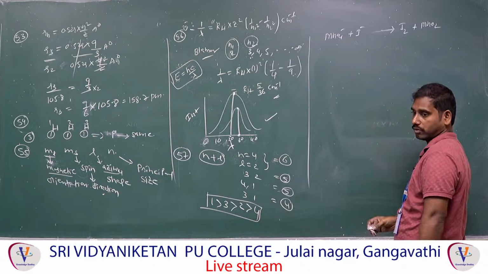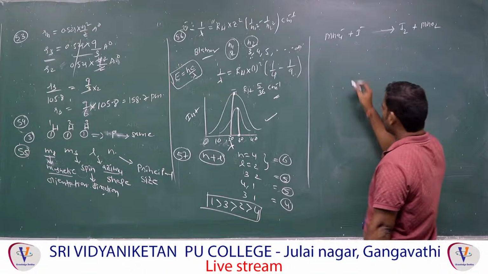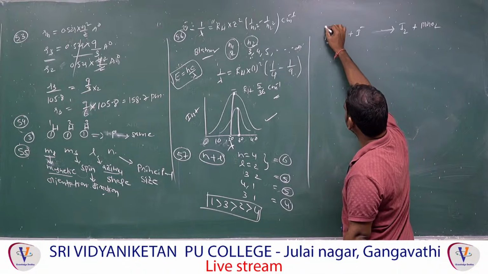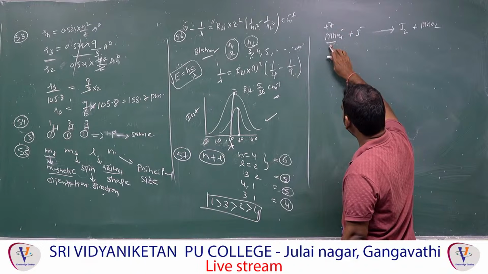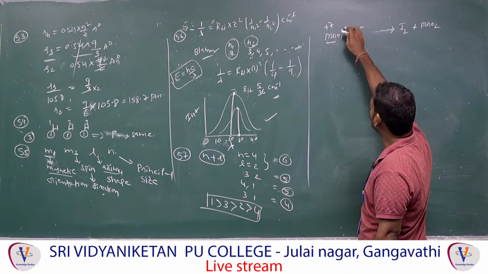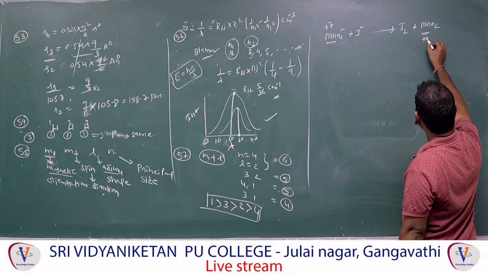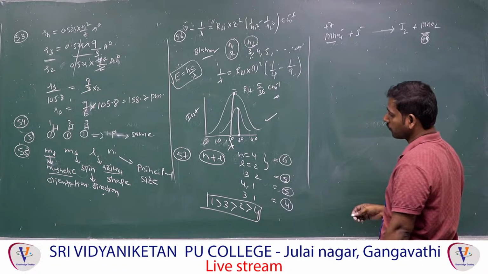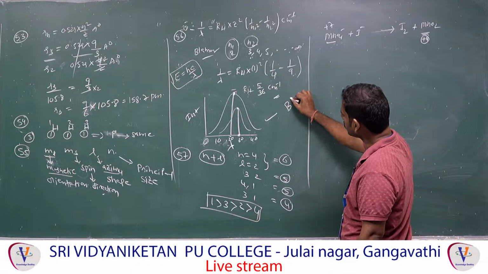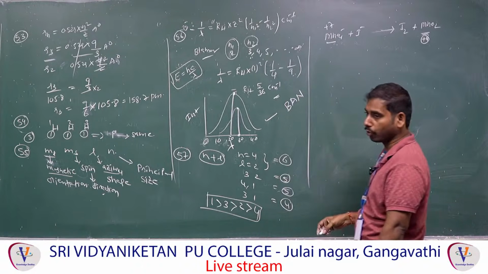First you have to know which medium this is. Which medium? MnO4 minus, manganese oxidation state is plus 7. How, sir? x plus 4 into minus 2 equals minus 1. That means 7. Here Mn is plus 4. 7 to plus 4. That's what I told here. In case of KMnO4, I told one rule.